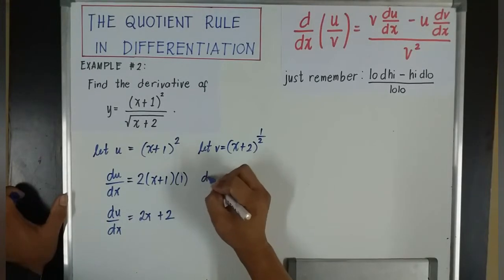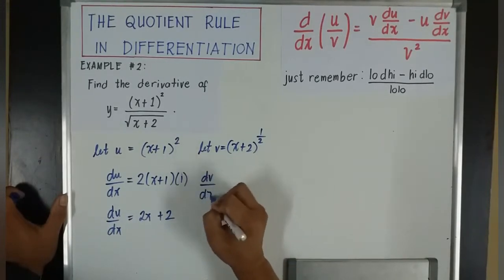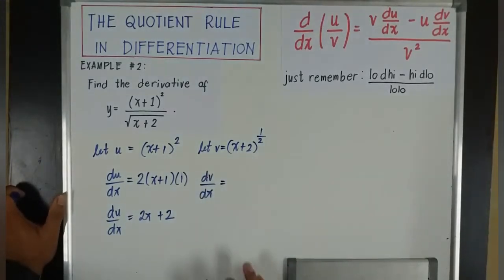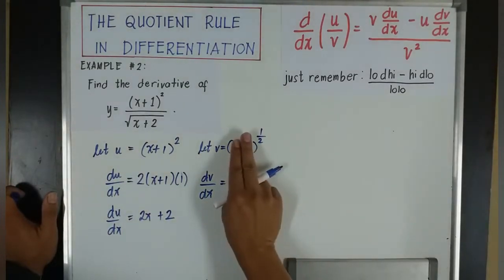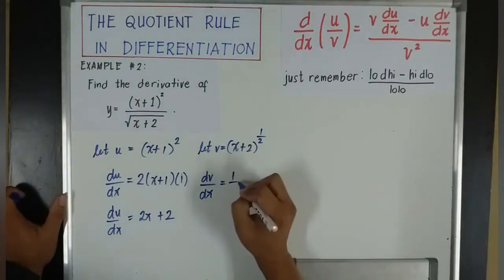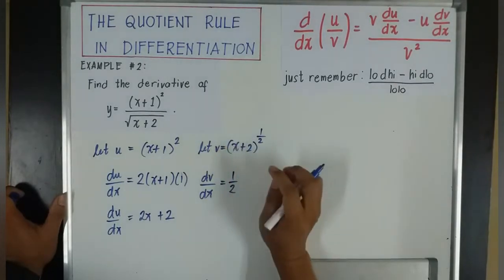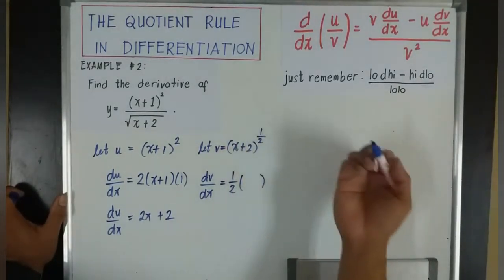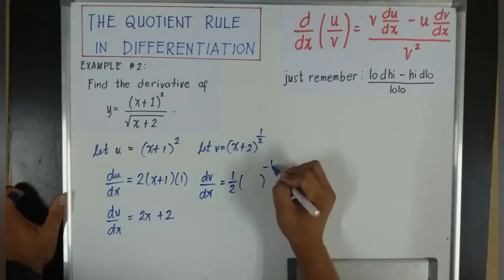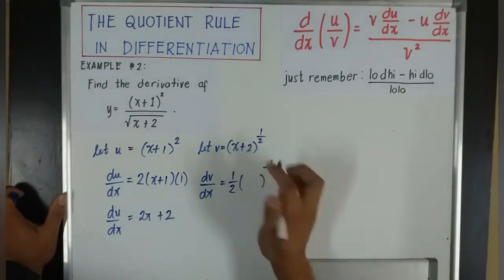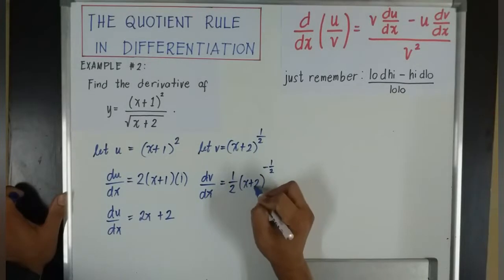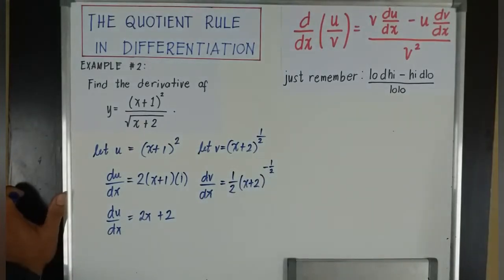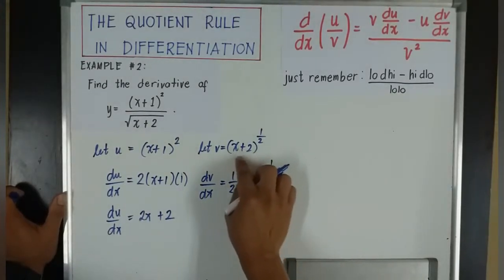Next, dv over dx. How do you find out the dv over dx? Again, cover up chain rule method. I'll have 1 over 2, I'll bring it there in front. Next, multiplied by, okay, 1/2 minus 1 is negative 1 over 2. Then bring it back. Next, whatever is the differentiation of this, what is the derivative of x plus 2?